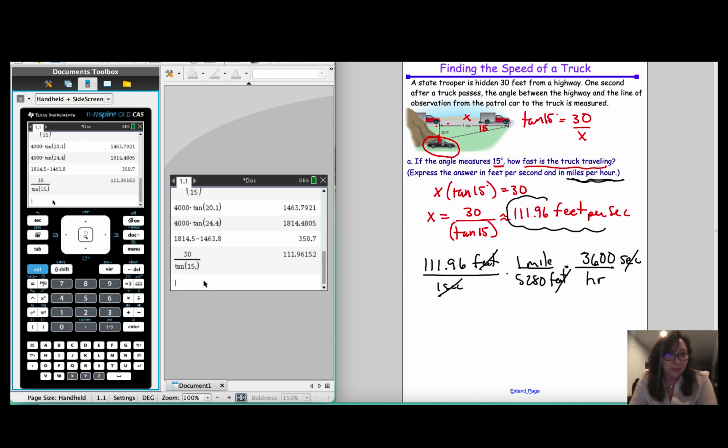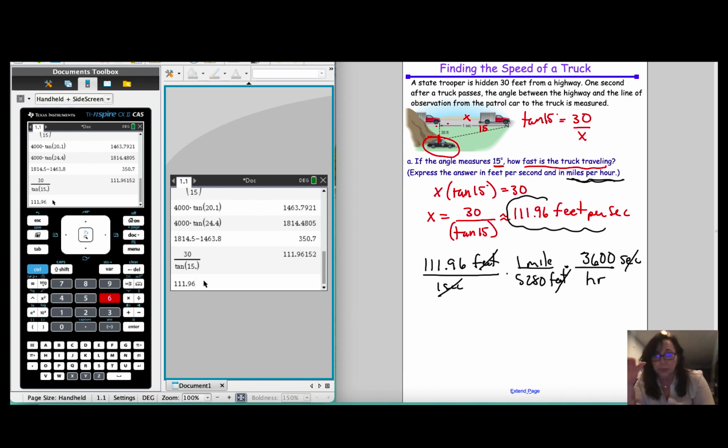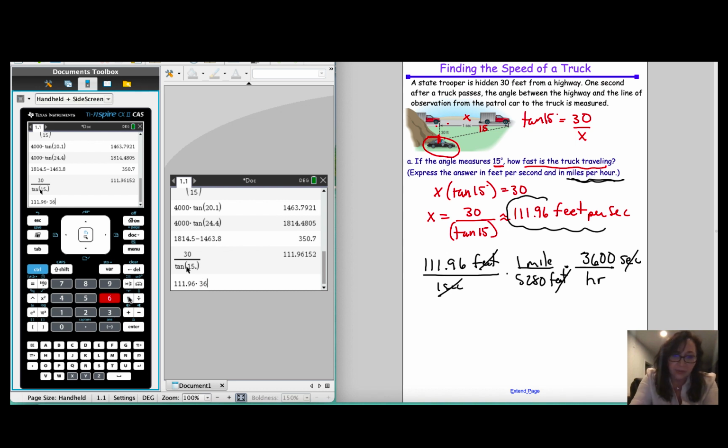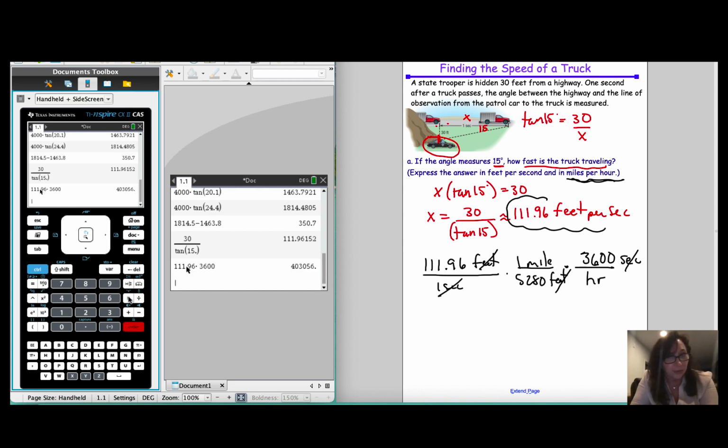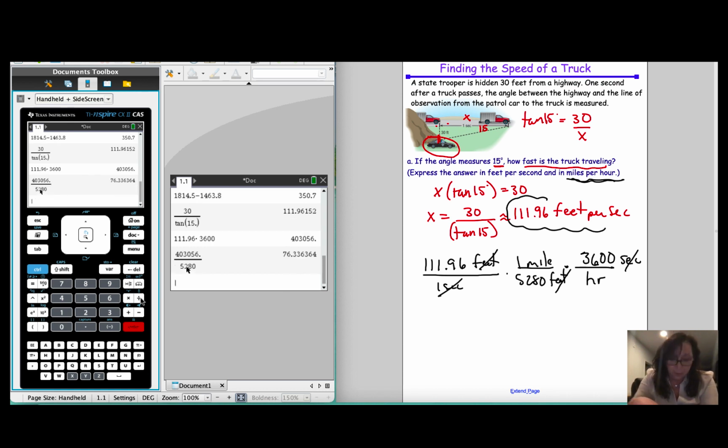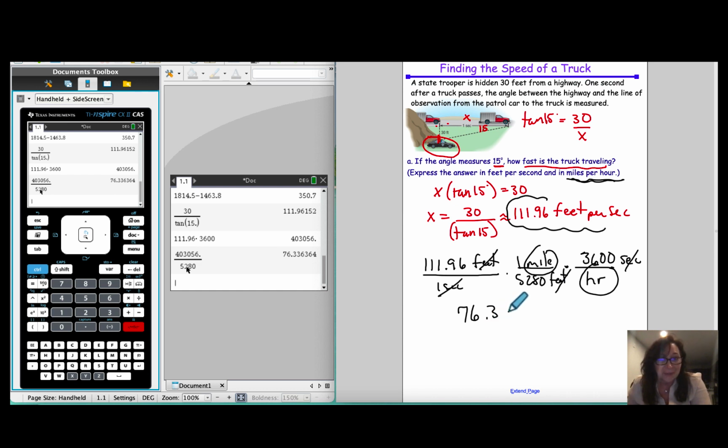I'm going to go over to my calculator, and I'm going to go 111.96. You multiply straight across. So times 1 is still the same value, but I do need to times that by 3,600 and get a value, which is not my answer because I still have to divide that answer by 5,280. Check. 76. And so therefore, this is so cool. 76.3 miles per hour. So 76.3 miles per hour that the truck is going.